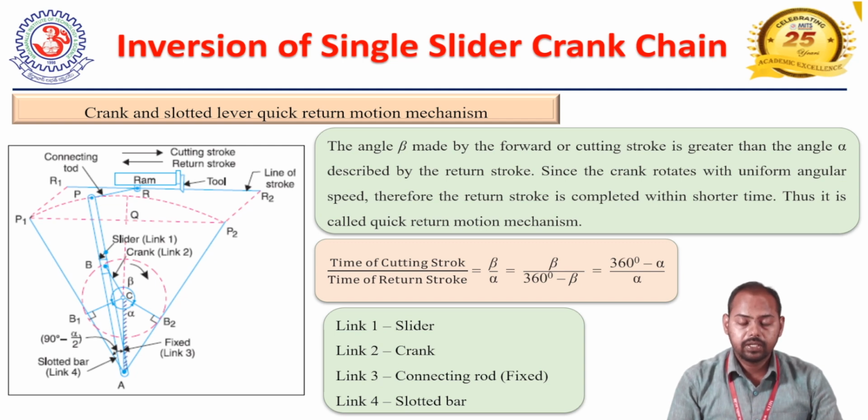And how can we get the quick return ratio? It is the ratio of time of cutting stroke to the time of return stroke. As shown in the figure, the cutting stroke makes the angle beta and the return stroke makes the angle alpha. So this will be the ratio of beta to alpha.